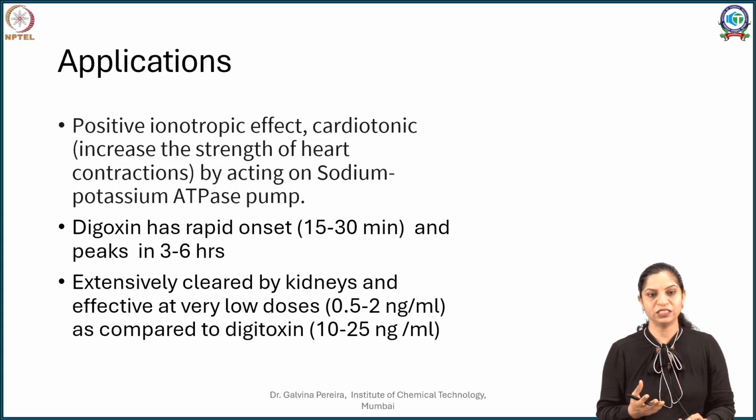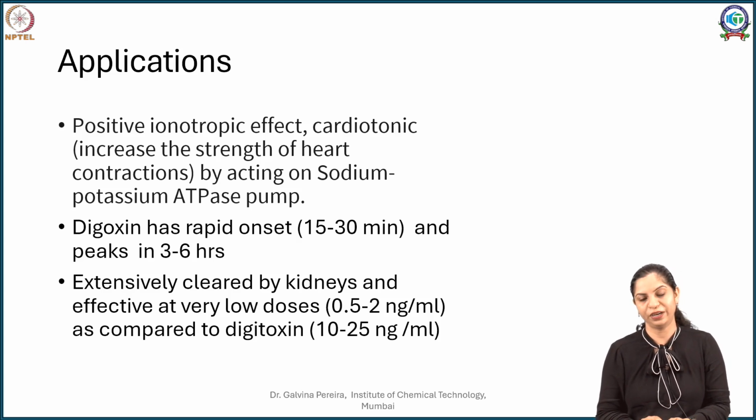Again, a difference lies in the doses. Digoxin is effective at a very low dose, you can say like 0.5 to 2 nanogram per ml of body fluids, whereas digitoxin has a little wider margin, that is 10 to 25 nanogram per ml.